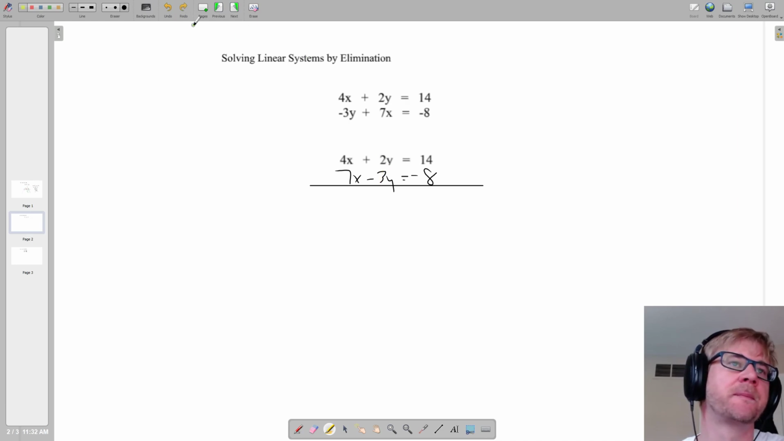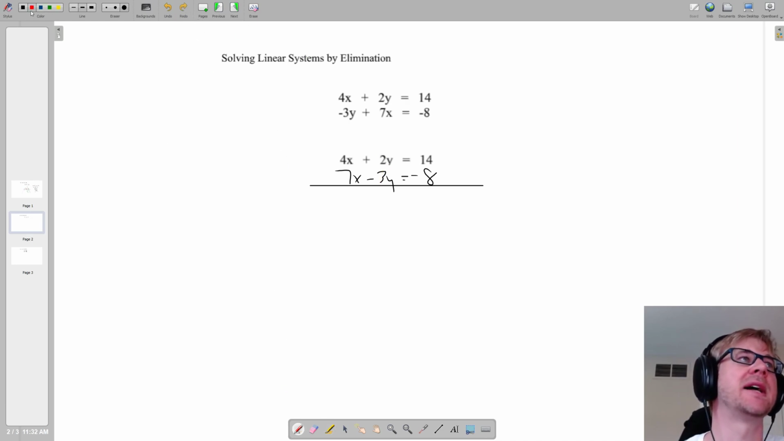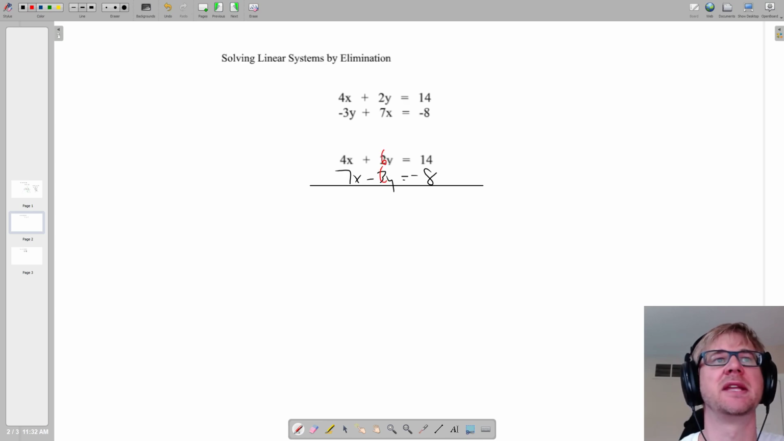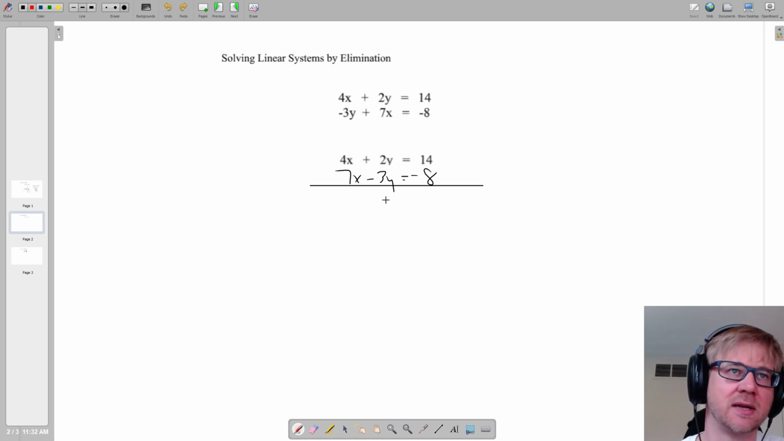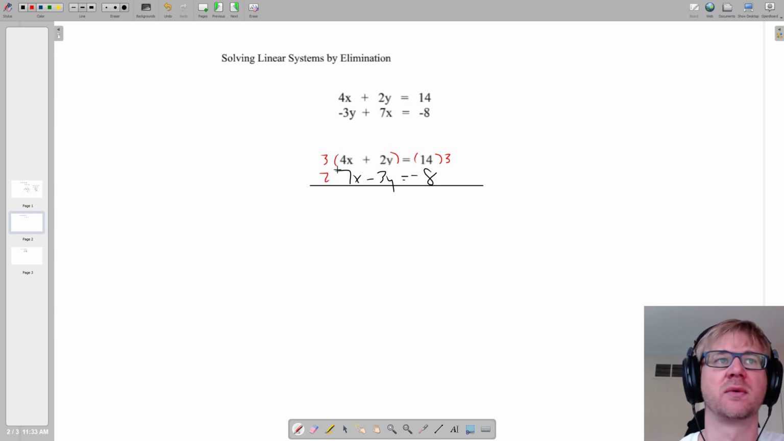So let's do 6. I want this to be a positive 6, and I want this to be a negative 6. If I can do that, y's will go away. But you can't just decide they're 6 and negative 6. You need to multiply them by something. So to make this a positive 6, I'm going to multiply this whole equation by 3, both sides. To make this a negative 6, I'm going to multiply this equation by 2, both sides.